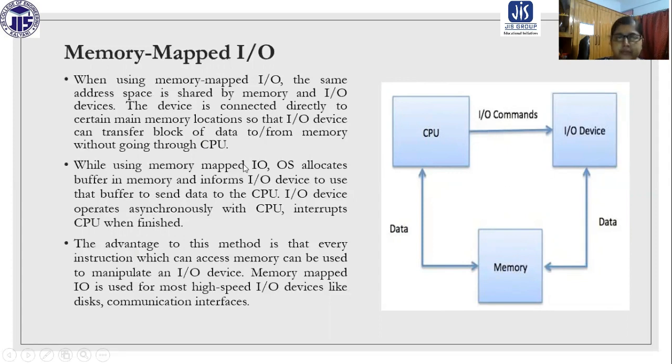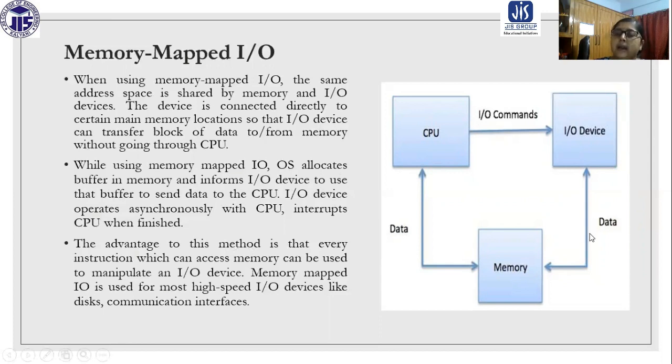So while using memory mapped IO, the operating system allocates a buffer in memory and informs the IO device to use that buffer to send data to the CPU. The IO device operates asynchronously with the CPU and interrupts the CPU when finished. So in this case, CPU and IO can both execute in parallel.